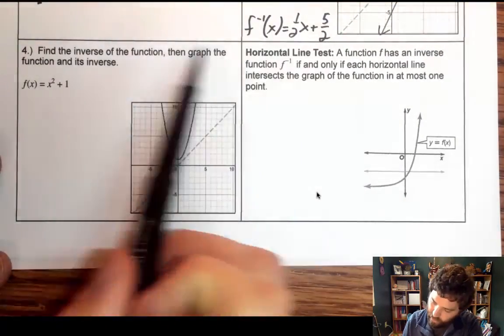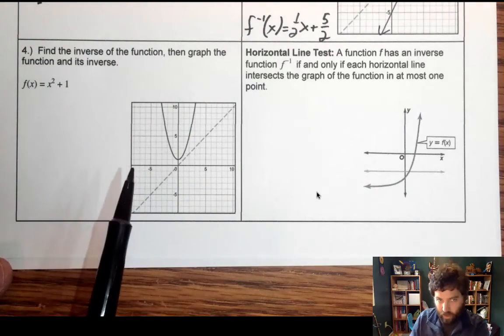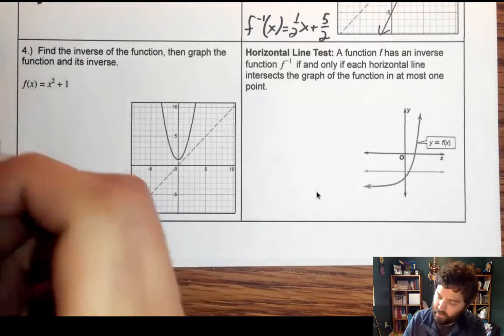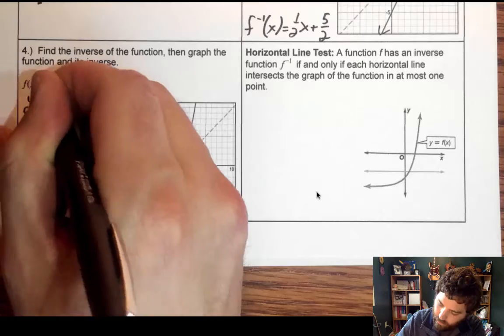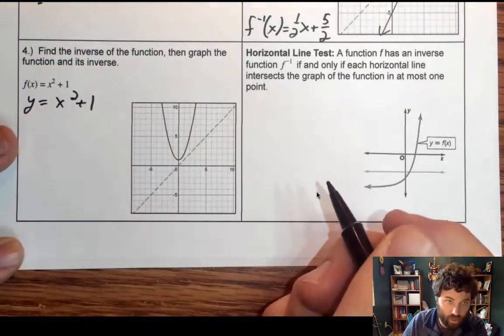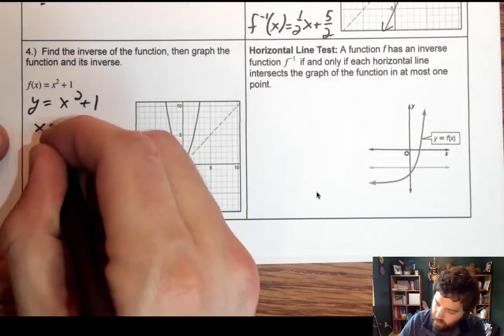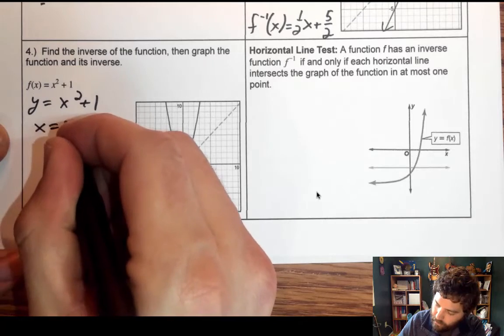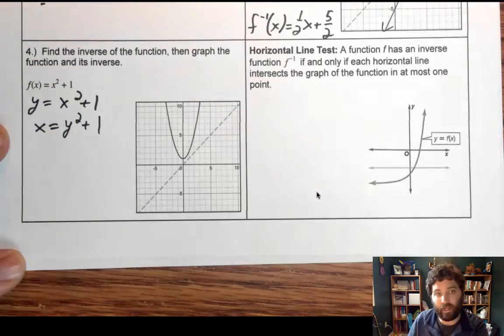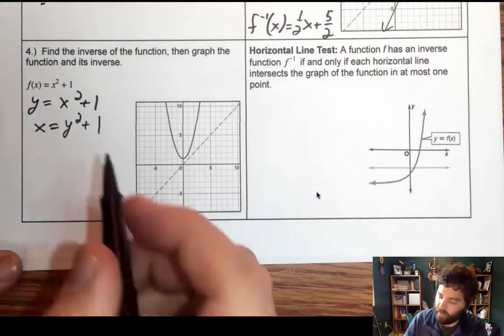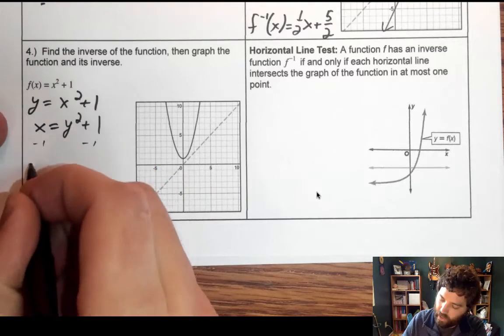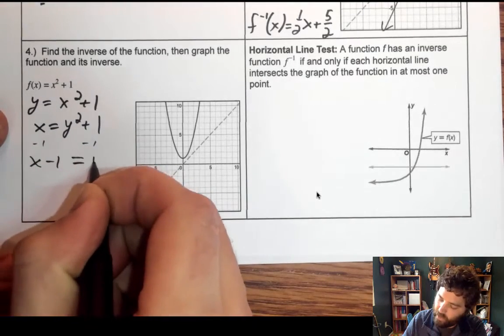Okay, last problem on this page. Find the inverse of the function, then graph the function and its inverse. Okay, so let's start by writing this in y equals notation. We're going to exchange x and y, so I get x equals y squared plus 1. Now I'm going to solve for the new y. So I subtract 1 from both sides. I get x minus 1 equals y squared.